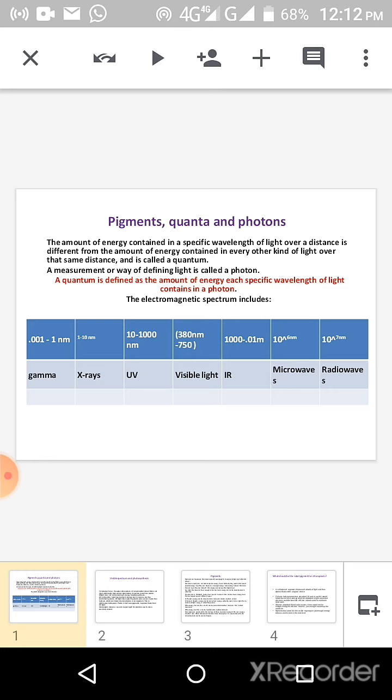It consists of photons which are produced when the atoms heat up. These photons travel as waves, and this is the only form of energy visible to the human eye.